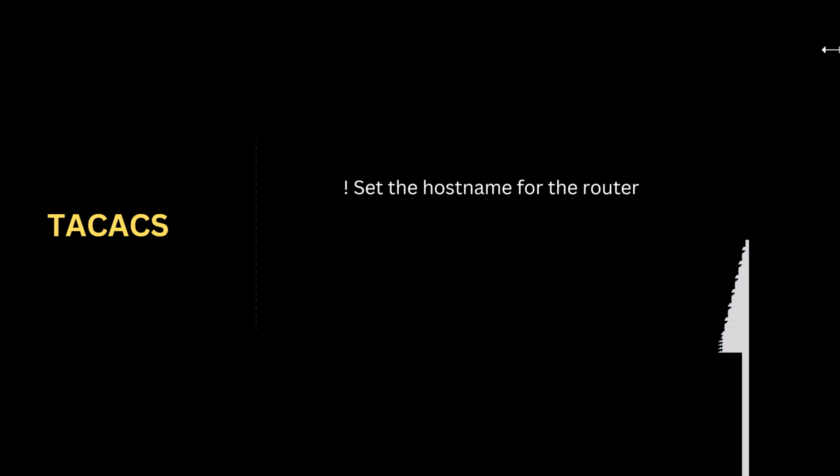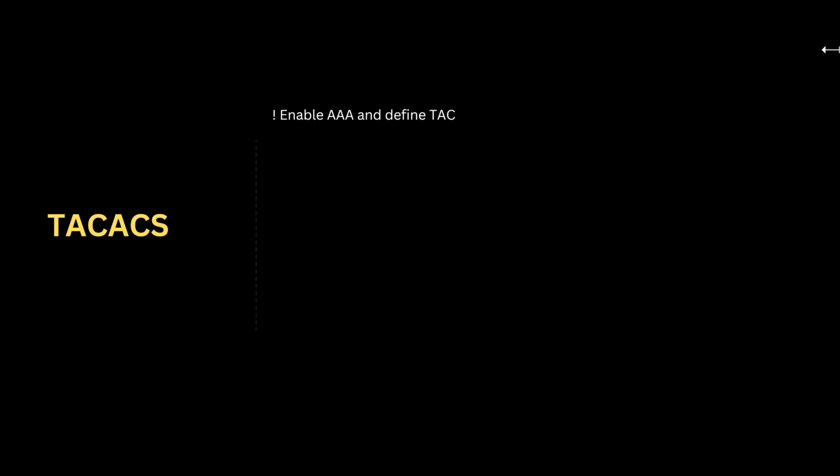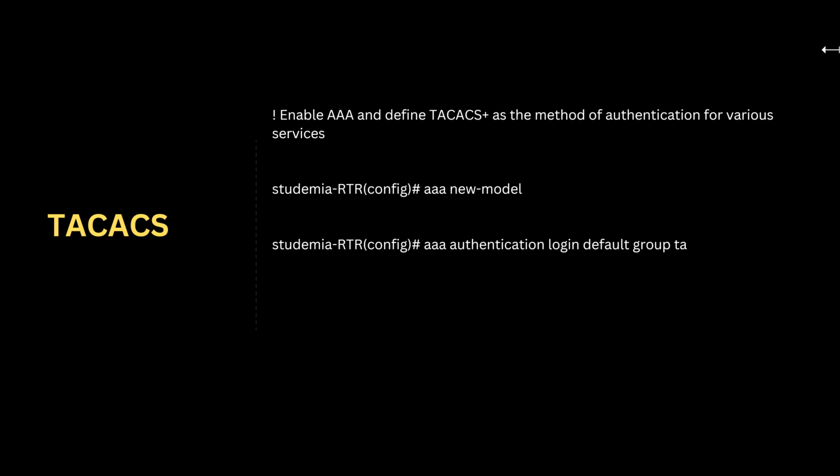So let's set up our router configuration first, which is the hostname. Set the hostname for the routers. That's step number one, which is our Studemia RTR. And then we're going to enable AAA new model, and then we are going to add these two parameters: AAA authentication login and AAA authentication enable default group TACACS plus server group. And plus local means if this TACACS server fails, the local username and password is going to kick in.